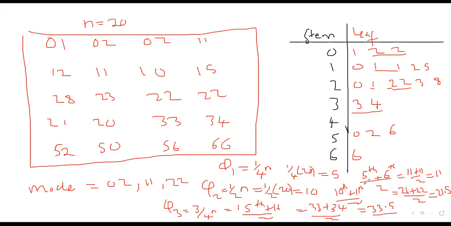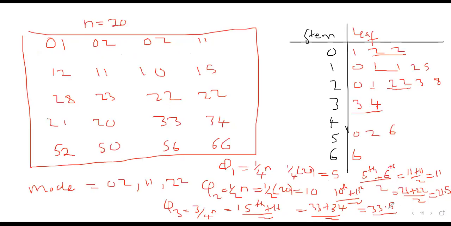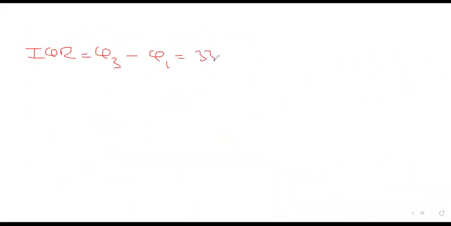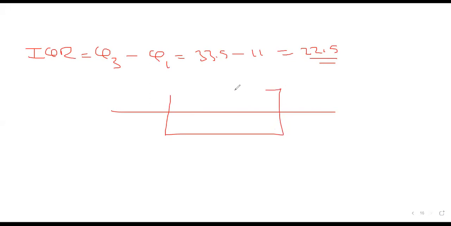All right. Then the interquartile range is the difference between the highest and the smallest number on the quartiles. So Q3 minus Q1. That is called our interquartile range. So here we have 33.5 minus 11, which should be 22.5. So this is our interquartile range. Now, the box and whisker plot.